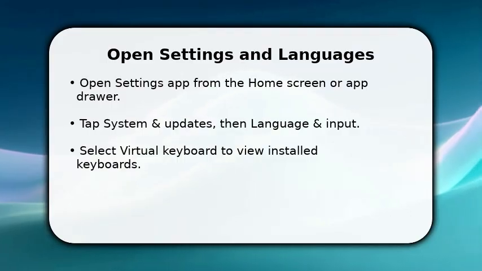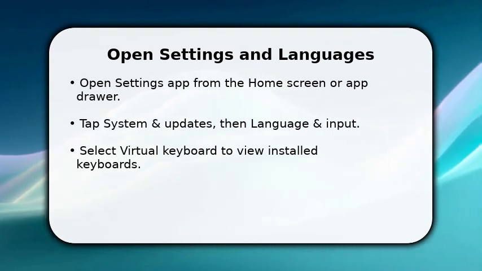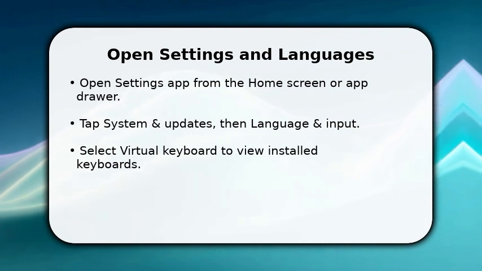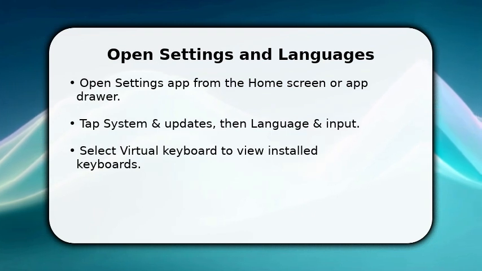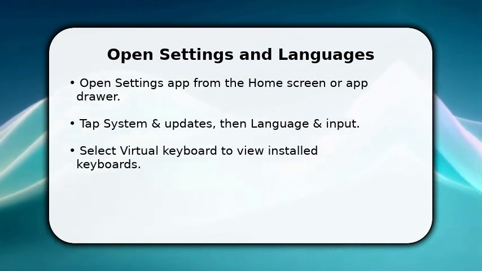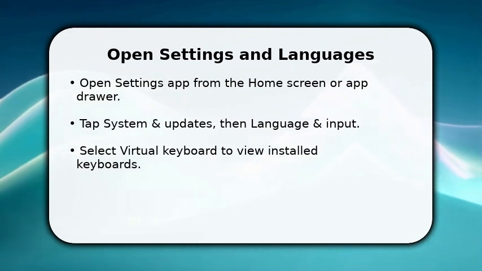You start by opening Settings and moving straight to Language and Input. This is where keyboard behavior lives. Tap System and Updates, then Language and Input so you can manage keyboards. Once there, choose Virtual Keyboard to see the list of installed keyboards, Huawei's default and any third-party keyboards.